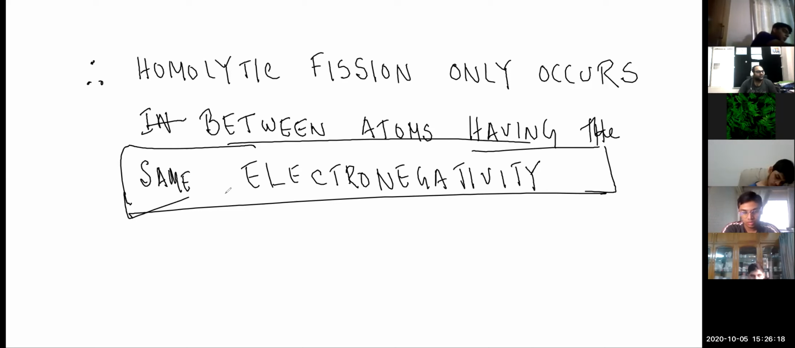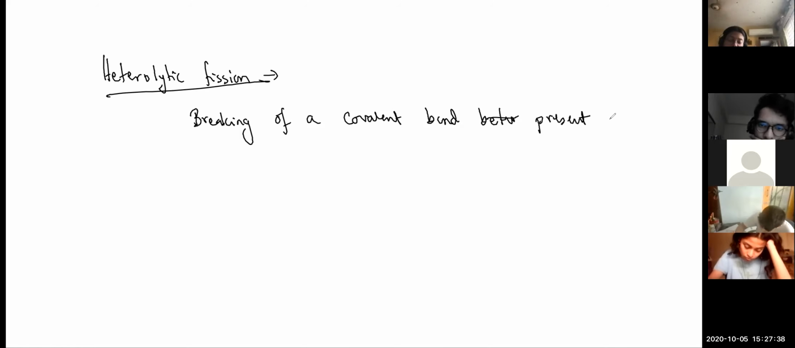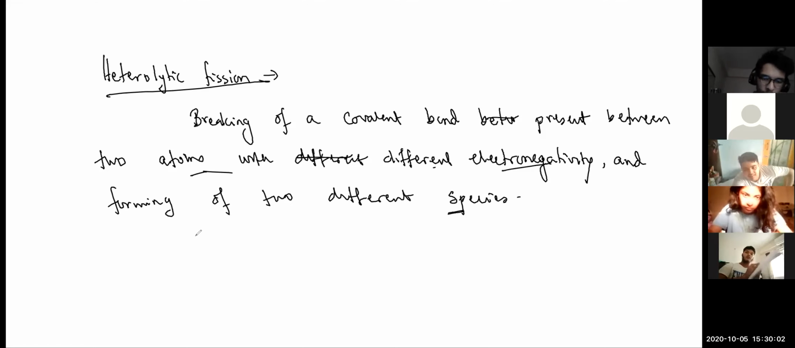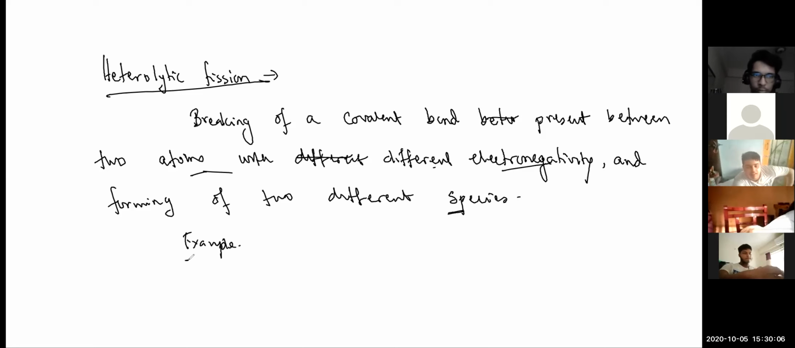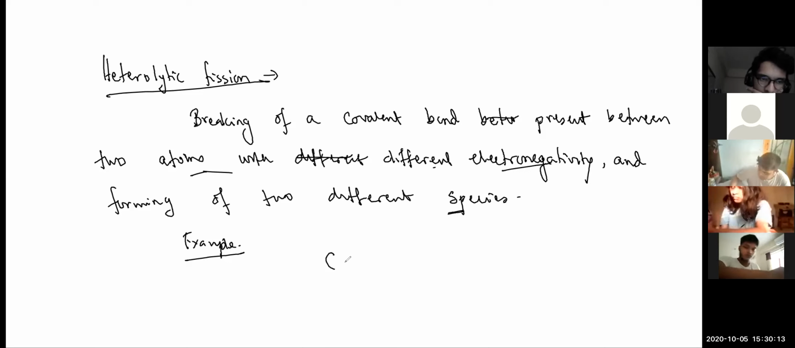So homolytic fission only occurs between atoms having the same electronegativity. In example, HCl.